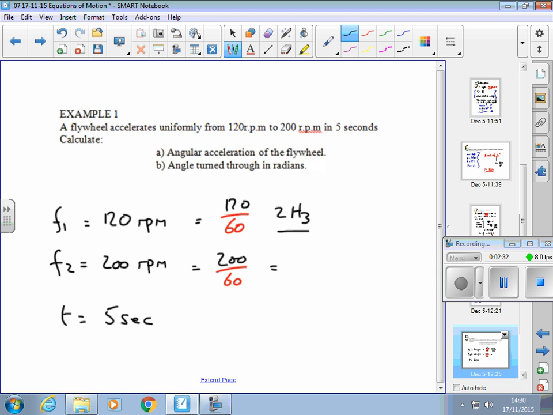Sixes into 20 goes 3 1/3. That's 3.3, rounded to two significant figures.